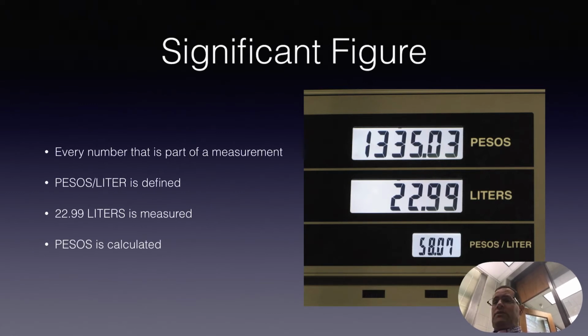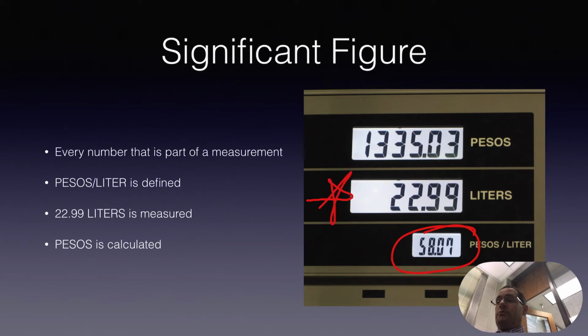Now, what about significant figures? What's this all about? Every number that is part of a measurement is going to have a significance or be a significant value in that measurement. And there are 3 types of numbers here on this slide. The pesos per liter down here on the bottom is defined by the gas station.